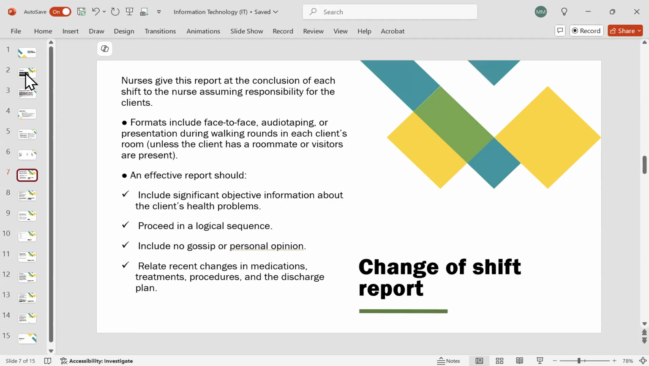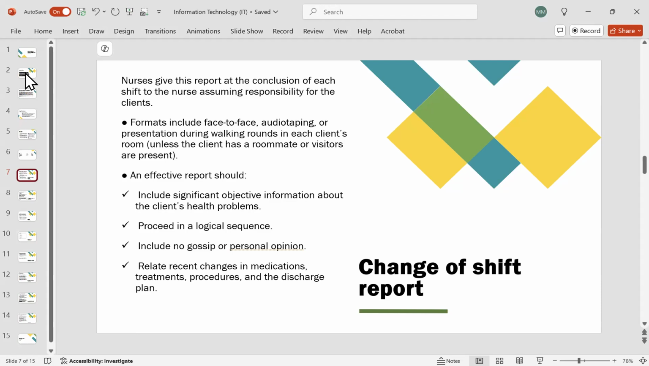Okay, we'll talk about change of shift report. At the end of a shift, I'm sure many of you have seen this, the nurses coming on versus the nurses going off. Going off, they're going to give report to the ones coming on. What do you have to tell them? What is important? Because if you told them everything about every patient, you'd be there all night.